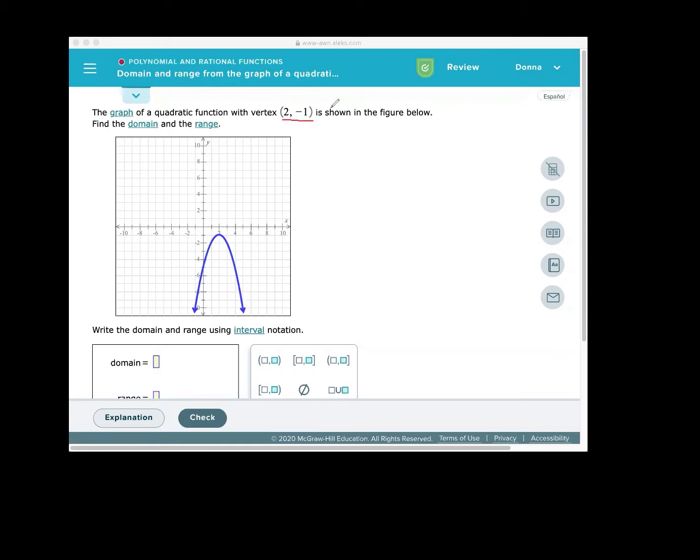When they ask us to find the domain, they're asking us to find the x values that correspond to every ordered pair on the graph.